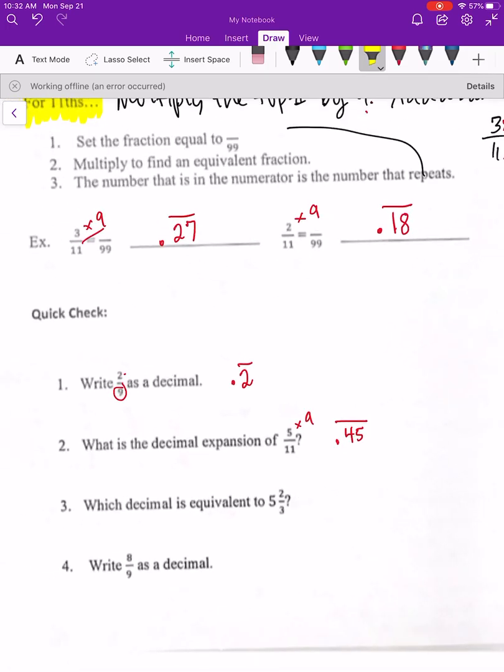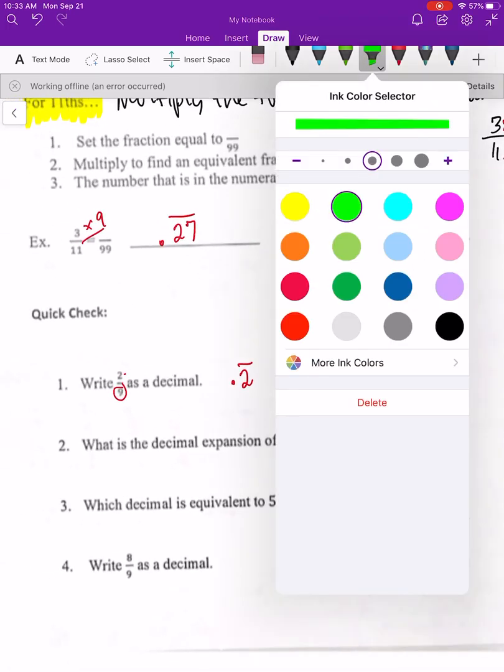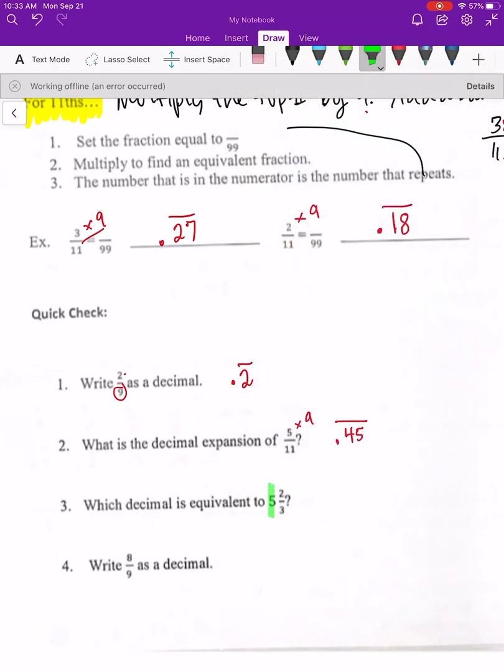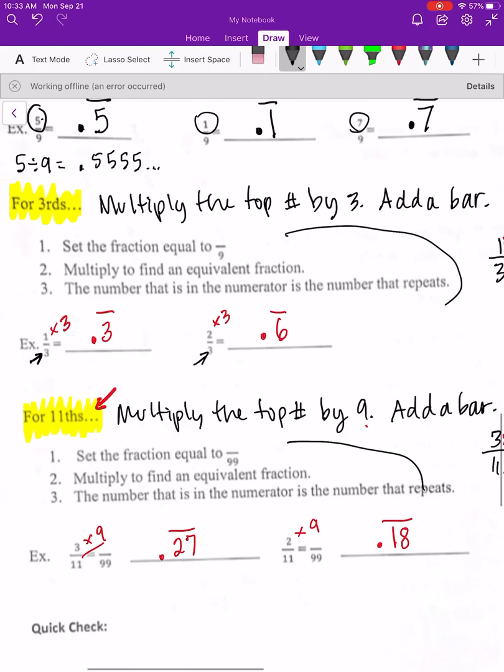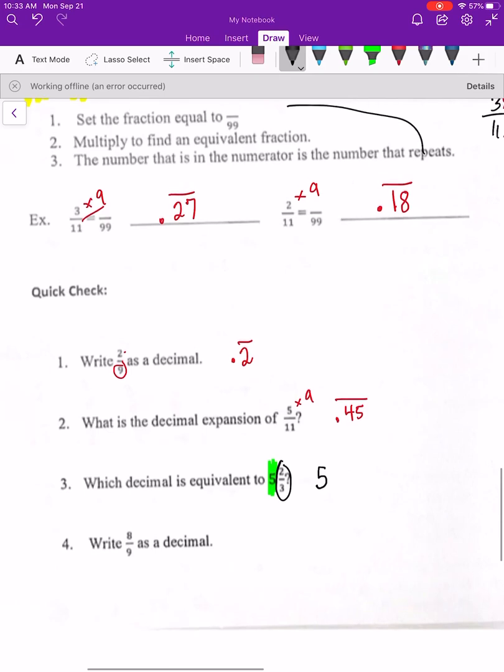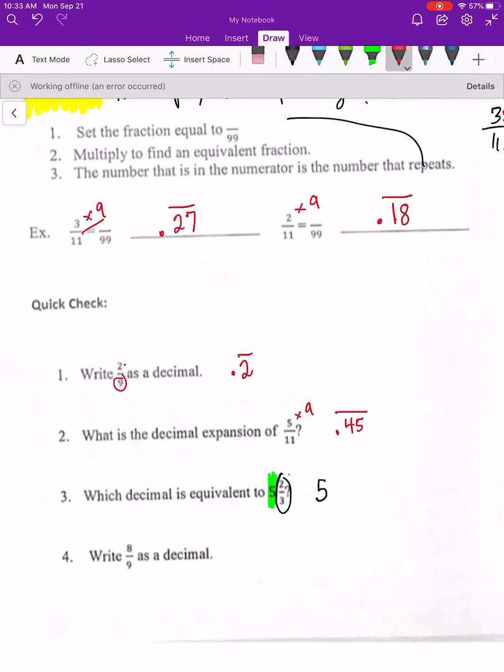Next one, I decided to step it up a little bit. I'm going to actually highlight, maybe I'll highlight in green this time. But we have a big guy here. And if you remember from last time, those big guys, we just leave alone and copy right over. So I'm just going to copy a big 5 here. Then I concentrate on the fraction, which is 2/3. So remember, for thirds, multiply the top by 3 and add a bar. 2 times 3 is 6. So 0.6 and add a bar. That's my answer.